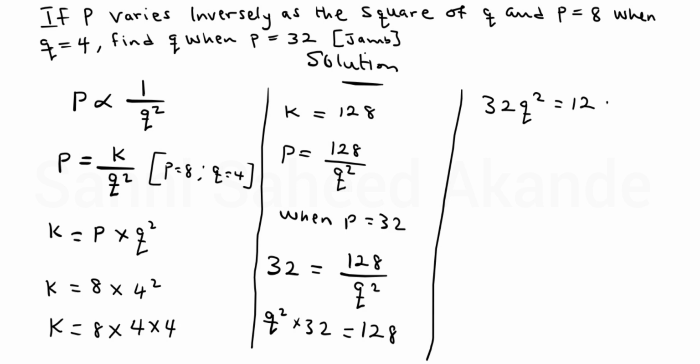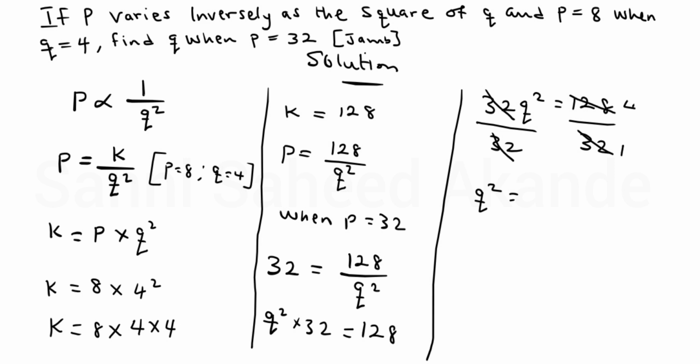Dividing both sides by 32, this 32 will cancel this. We are left with q squared equal to 128 divided by 32. 32 goes in 32, that is 1 time. 32 goes in 128, that is 4 times.